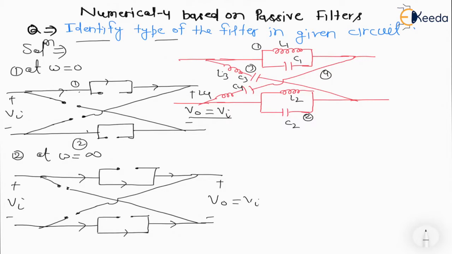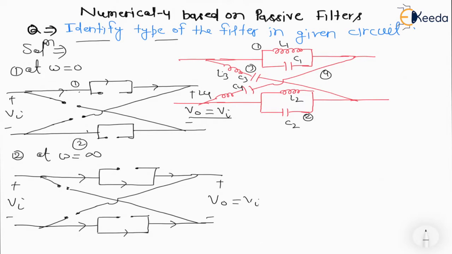We must check whether it is a band reject filter or an all pass filter. If at resonant frequency it will pass the signal, then this will be all pass, and if at resonant frequency we are not getting any output, meaning V naught will be 0, then that will be a band stop filter.